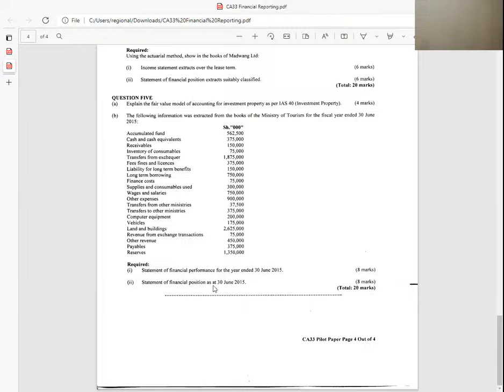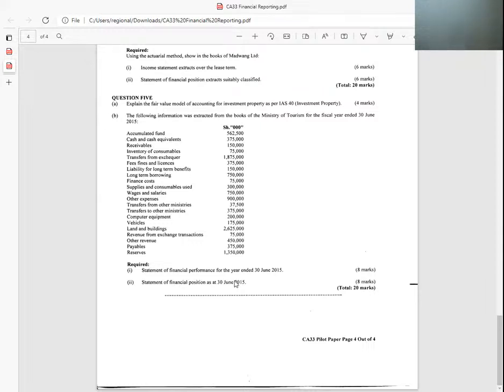And then we have the statement of financial position as at 30th June 2015. Remember, under IPSAS 1, we must prepare a statement of financial performance and a statement of financial position. A statement of financial performance is what you call the income statement under the private sector. And of course, the statement of financial position across the board is our balance sheet.